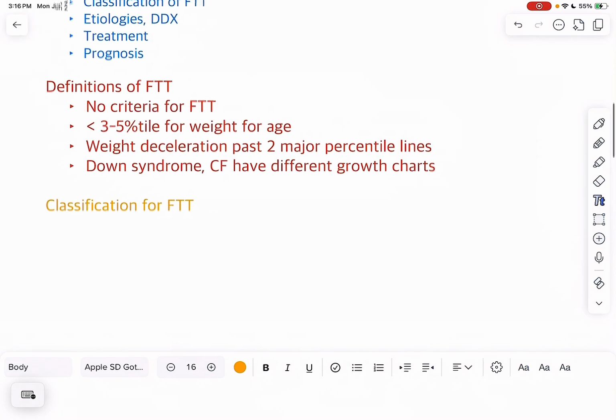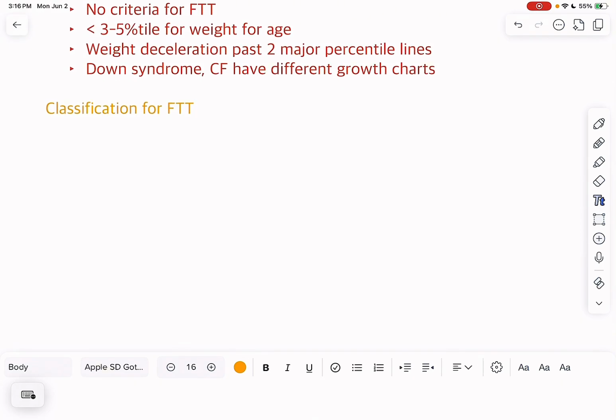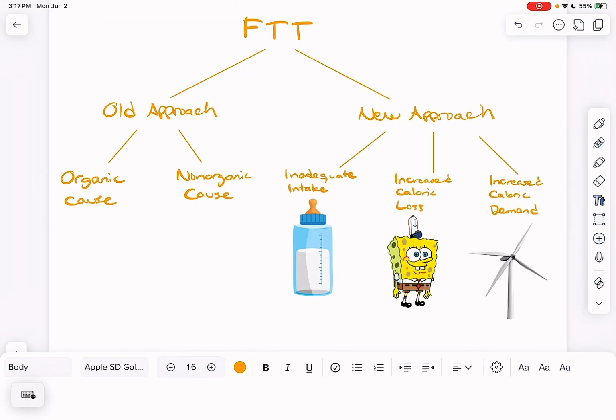And now moving on to the classification system that we use for failure to thrive. There's an interesting shift in the literature that's been more recent, in that we're shifting away from the old thinking to a newer way of thinking. I'll go over that in the figure below in just one sec. So here we are. We have failure to thrive up on the top, and I'll go over this old approach first.